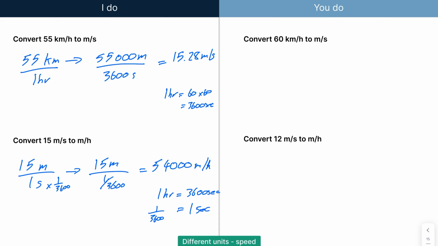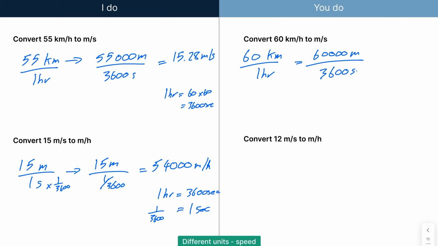So hopefully you've pressed pause and had a go at these here. Here we've been asked to convert 60 kilometers per hour to meters per second. So let's convert the top bit to meters. That's nice and easy, that's done. Let's convert the hours to seconds. We know to go from 1 hour to seconds, you just times it by 3,600. So that becomes 3,600.